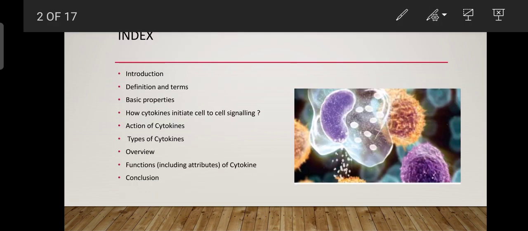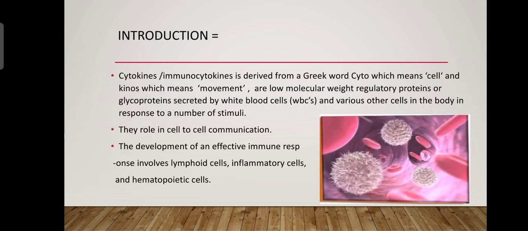So before proceeding towards my topic, let me tell you what cytokines are. Cytokines, or immunocytokines, is derived from the Greek words cyto and kinos. Cyto means cell, and kinos means movement. They are low molecular weight regulatory proteins or glycoproteins secreted by white blood cells and various other cells in the body in response to a number of stimuli. They play a role in cell to cell communication. They help in transmitting signals from one cell to the other.